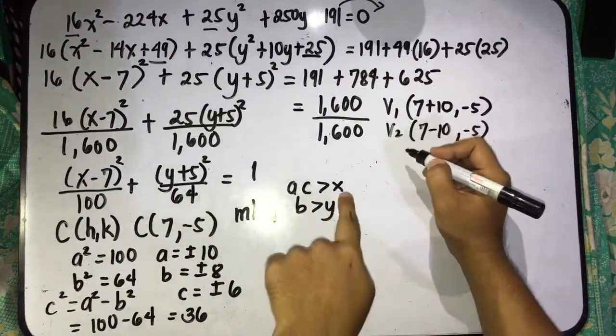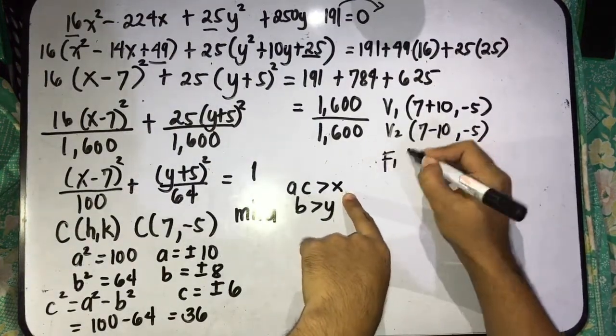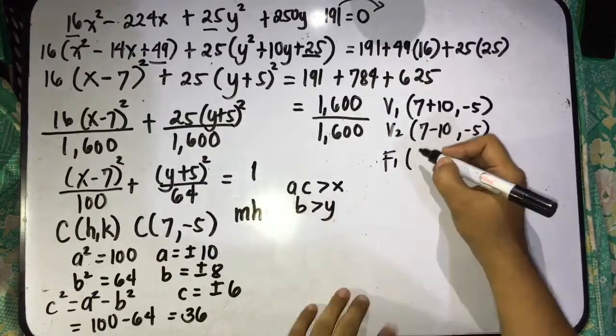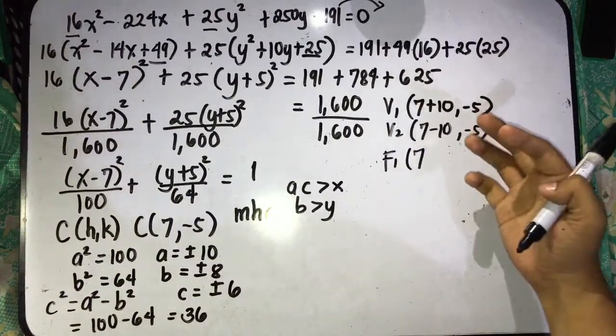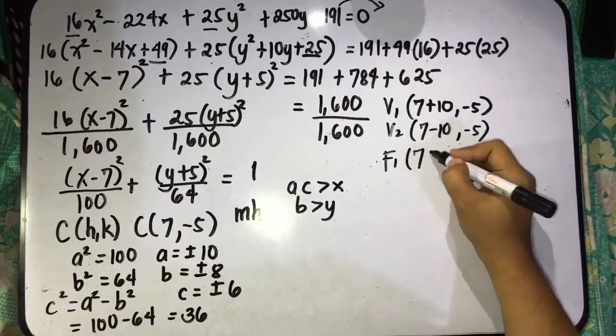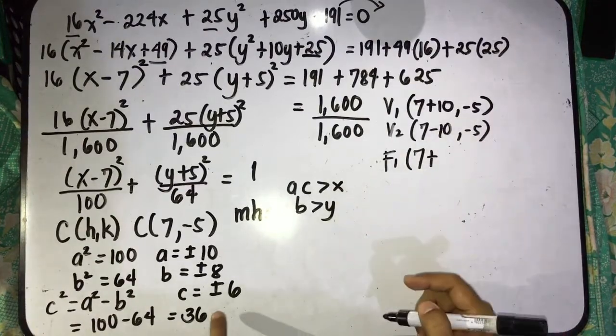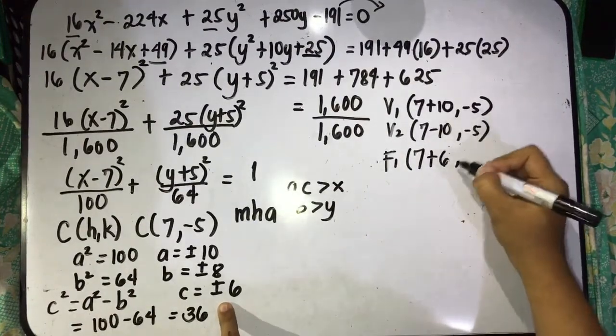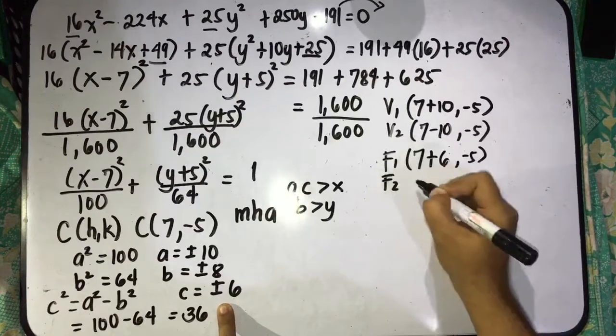Okay. Dun pa tayo sa isa pang nasa X, which is F1. F1 is located where? F1 should be located at 7. Kaso, ano i-add natin? Saka ano isusubtract natin? 7 plus what? 7 plus C. So, that is 7 plus 6, negative 5. F2. Where is F2?